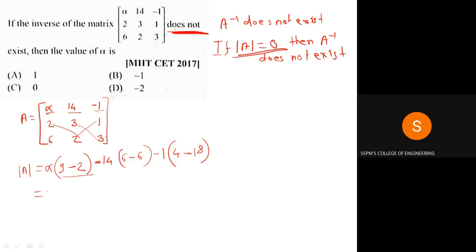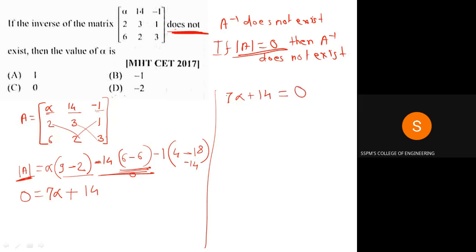So 9 minus 2 is 7, so 7 alpha. Then 6 minus 6 is 0, so this term will be 0. Now minus 1 into (4 minus 18), which is minus 14. Minus 14 into minus 1 is 14, as minus becomes plus. So 7 alpha plus 14. So what is the value of this determinant? As they have said that A inverse does not exist, the determinant of this matrix is equal to 0. So we solve it here: 7 alpha plus 14 is equal to 0.